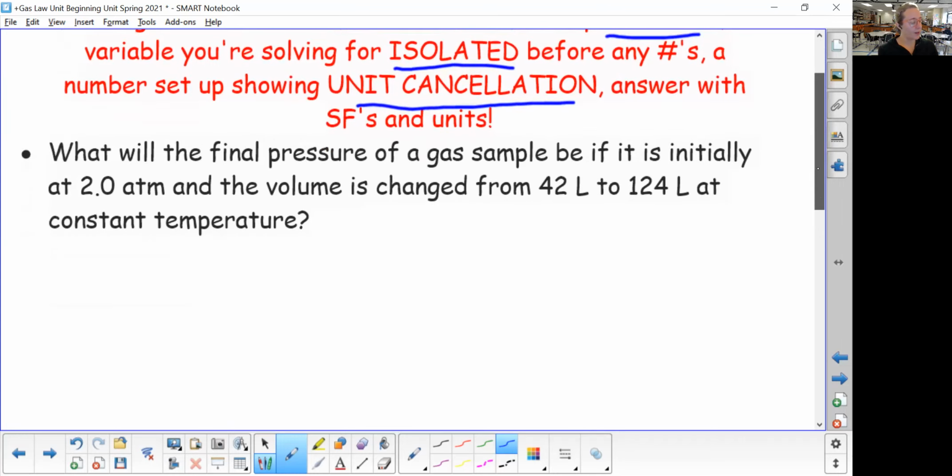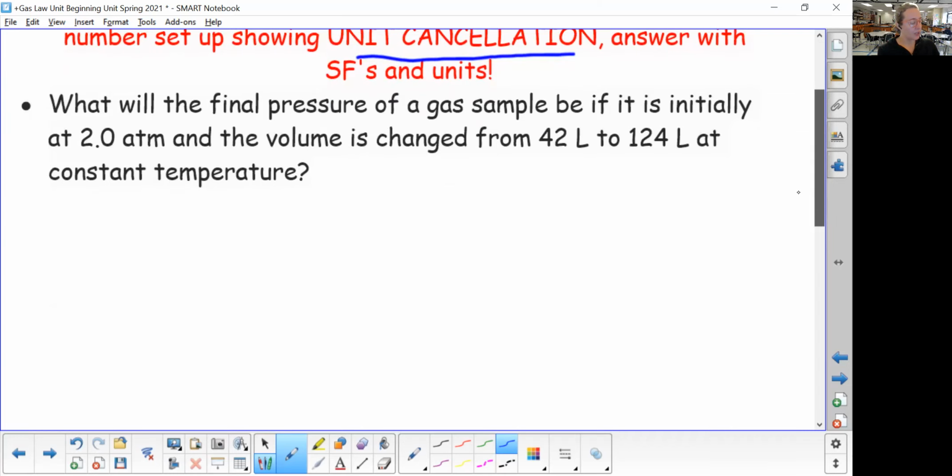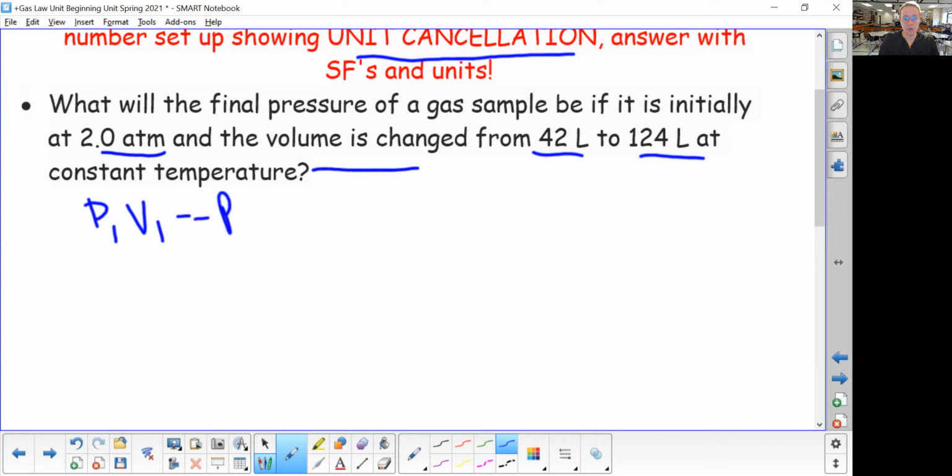It wants to know, what will the final pressure of a gas sample be if it's initially at 2 atmospheres and it's changed from 42 liters to 124? It's a pretty simplistic problem, but I want to emphasize the skills, not just the answer of the problem. The process is really important in showing your work. So it just mentions pressure and volume, so you could just write P1 times V1 equals P2 times V2. And that would be the relationship between the two variables.